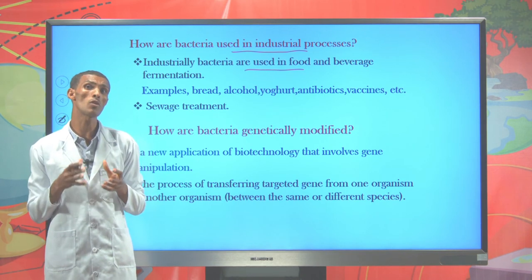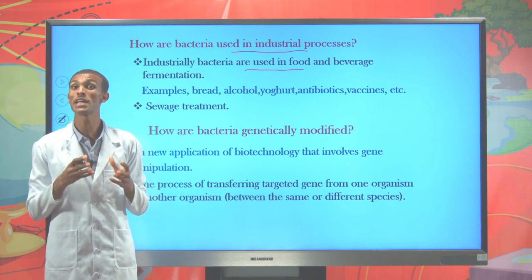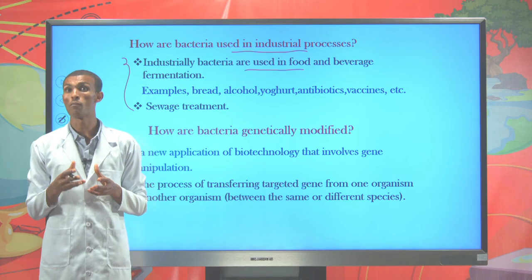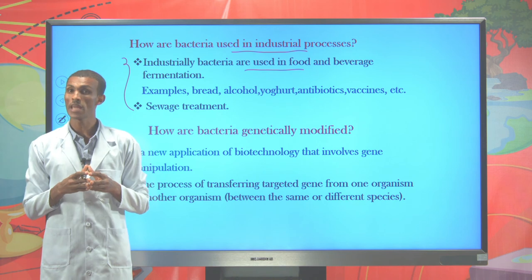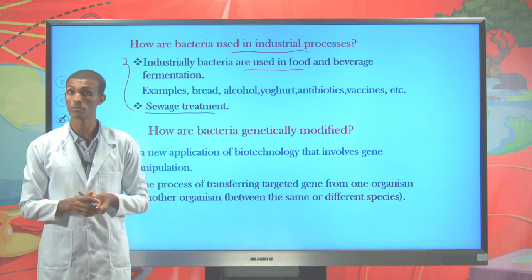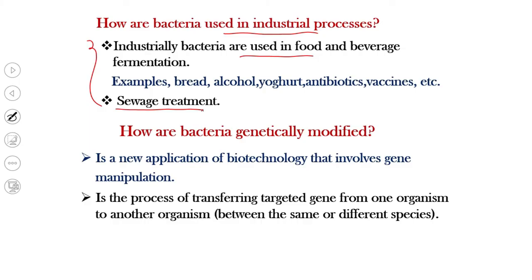We can harvest so many products from anaerobically respiring bacteria in industry. Another critical advantage of bacteria in industries is that we can treat sewage and remove pollution. We can clean our environment, dependent on bacteria. If the population of bacteria in industry and environment gets reduced, our environment can be polluted. Bacteria can be genetically modified.